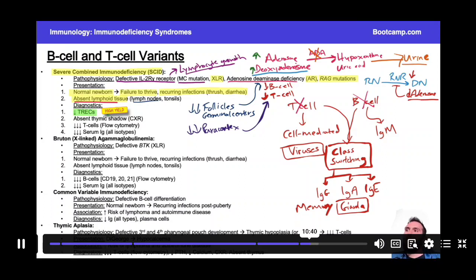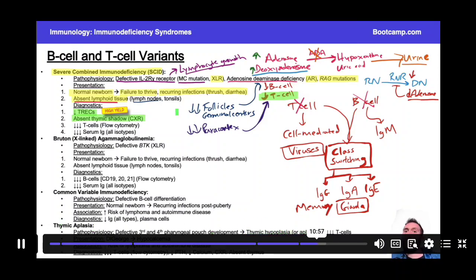And part of that makes a lot of sense, right? You know that the T cell count is going to be low, and so this is a surrogate. The other thing you can classically see here is an absent thymic shadow. And this is not just something that you see in severe combined immunodeficiency. You can also see thymic hypoplasia or thymic aplasia in general when you're talking about DiGeorge syndrome, for example.